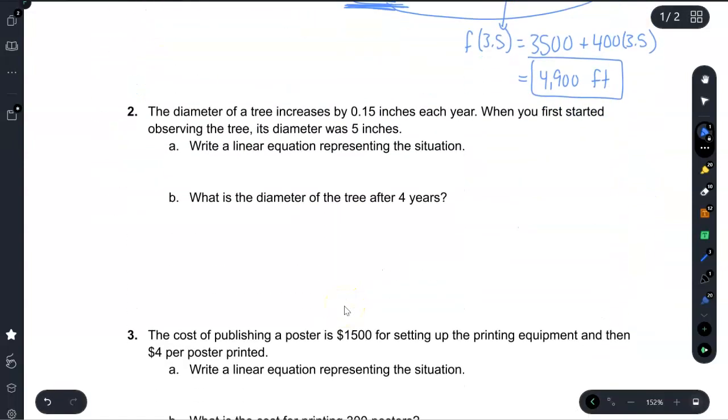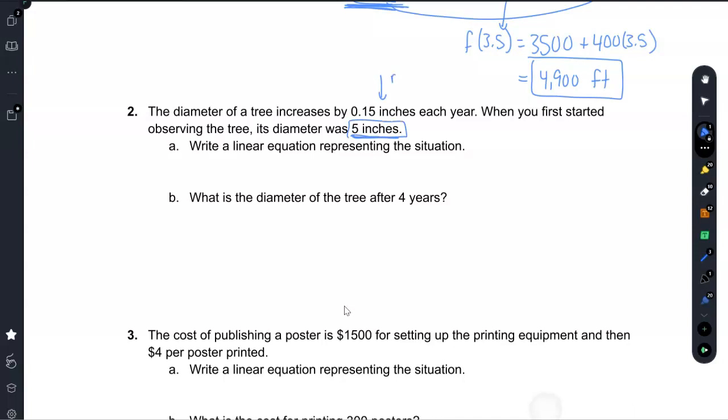Let's look at number two. The diameter of a tree increases by 0.15 inches each year. When you first started observing the tree, the diameter was 5 inches. So I have my starting amount here at 5 inches, and I have my rate over here at 0.15. So this would be f of x equals the starting amount, 5, plus 0.15 every year. So 0.15 times x, and you don't have to have those parentheses around your x. All right, so that would be my function.